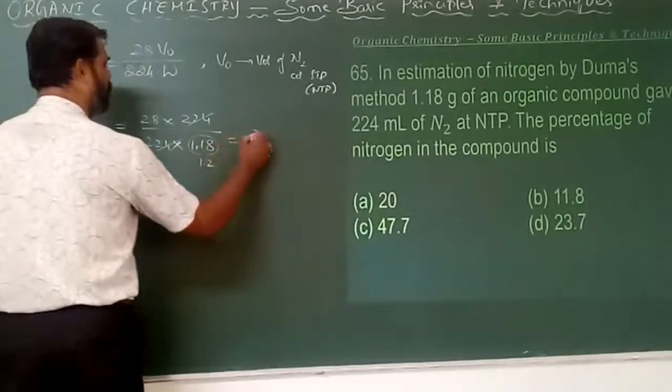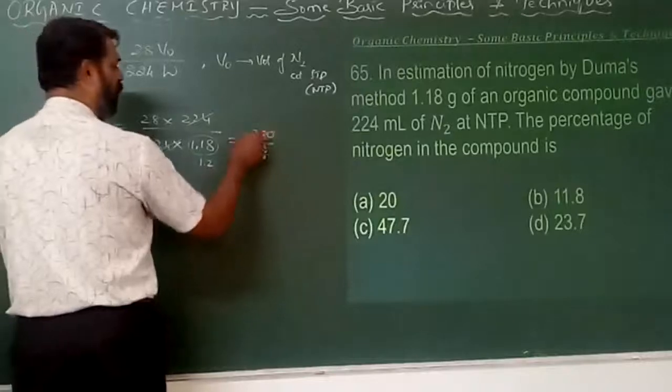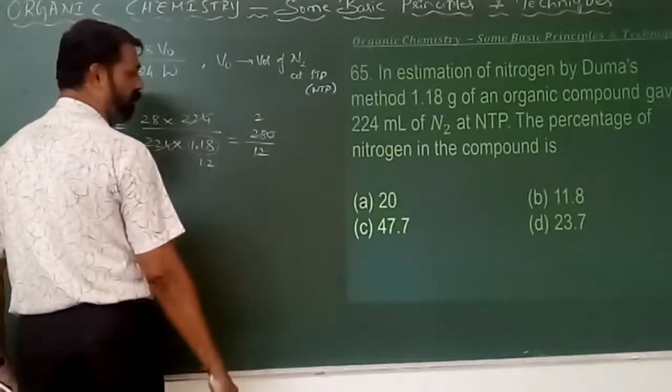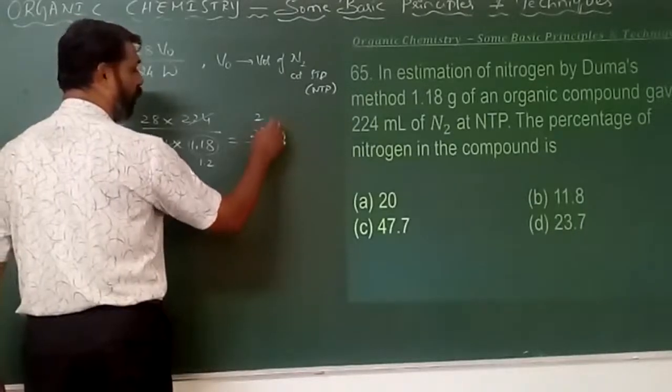It is 280 divided by 12. 12 2s are 24, then I am left with 4. 4 means 40, and 40 means 23 something.